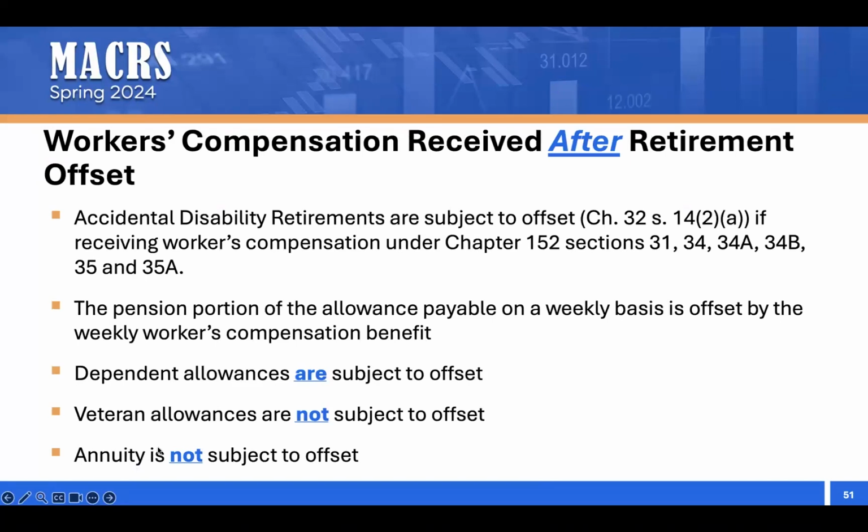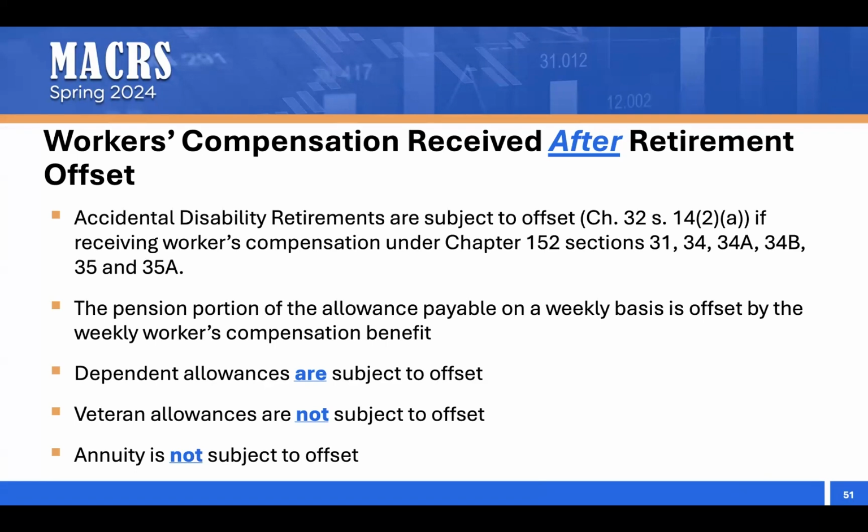Okay, so now what happens if a person is still receiving workers' compensation after their retirement? Well, according to section 14.2, there would be an offset of their disability benefit. So the benefit is offset if a person is receiving workers' compensation under Chapter 152, Sections 31, 34, 34A, 34B, 35, and 35A. So the pension portion of the disability allowance is what is offset. The annuity portion is not subject to offset. The veterans allowance is not subject to offset, but the dependent allowance would be.